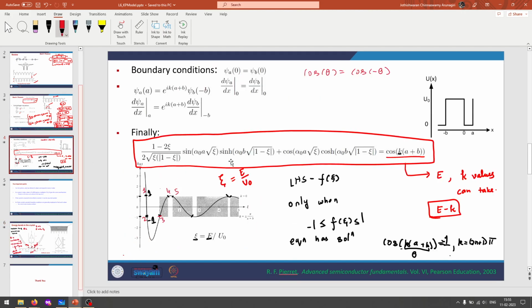Ultimately, the equation that you get here, what is this equation of the form? This equation was of the form f of xi is equal to g of k, correct? Where g of k is cos of k times a plus b, and f of xi is this function. Is that clear?